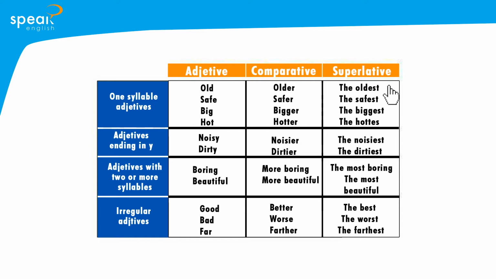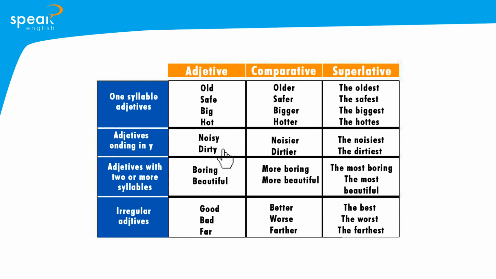Let's see another example. Big. Comparative, bigger. Superlative, biggest. Now, rule number 2. Adjectives ending in y. You will drop the y, change it for an i, and add est. For example, noisy. The comparative is noisier. The superlative is the noisiest.